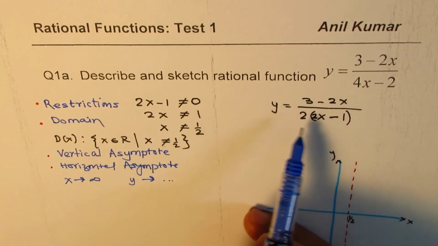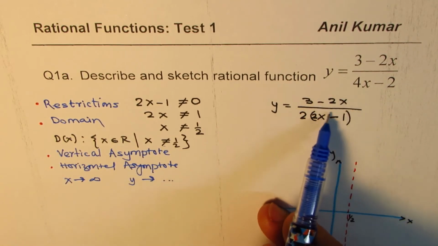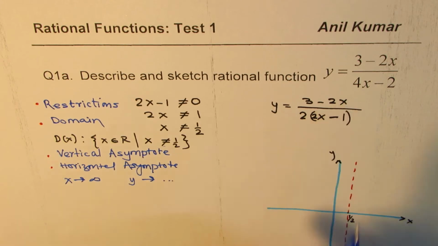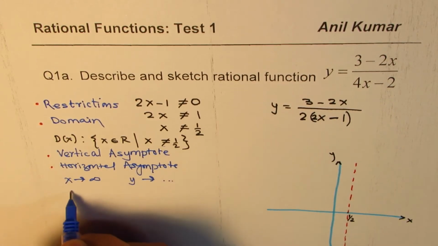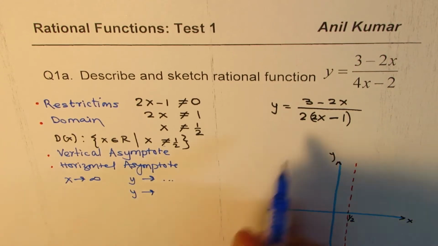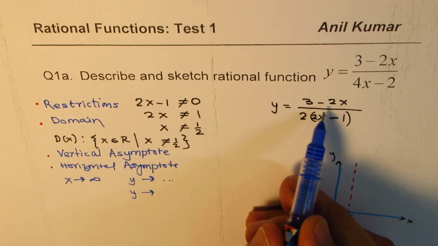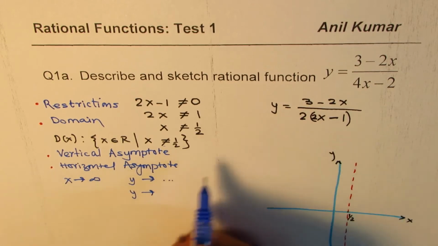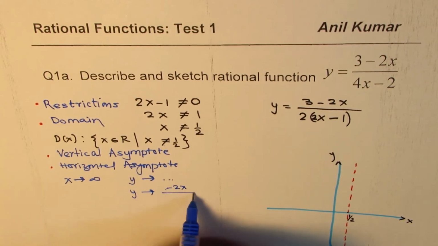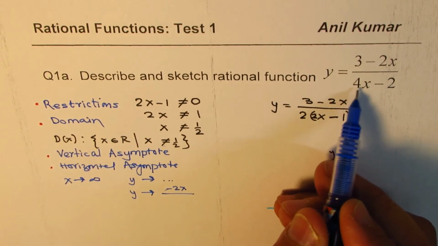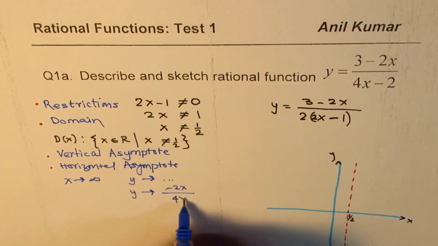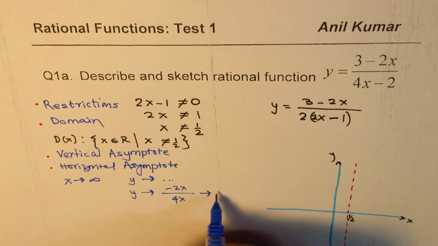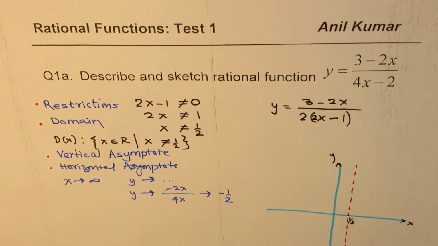In this case, if I take a very large value of x, then what happens? If x approaches a large value, then y approaches what? If x is very large, then 3 is small. You approach minus 2x in the numerator and 4x in the denominator, or you can say it approaches minus half. So we are approaching the value minus half.